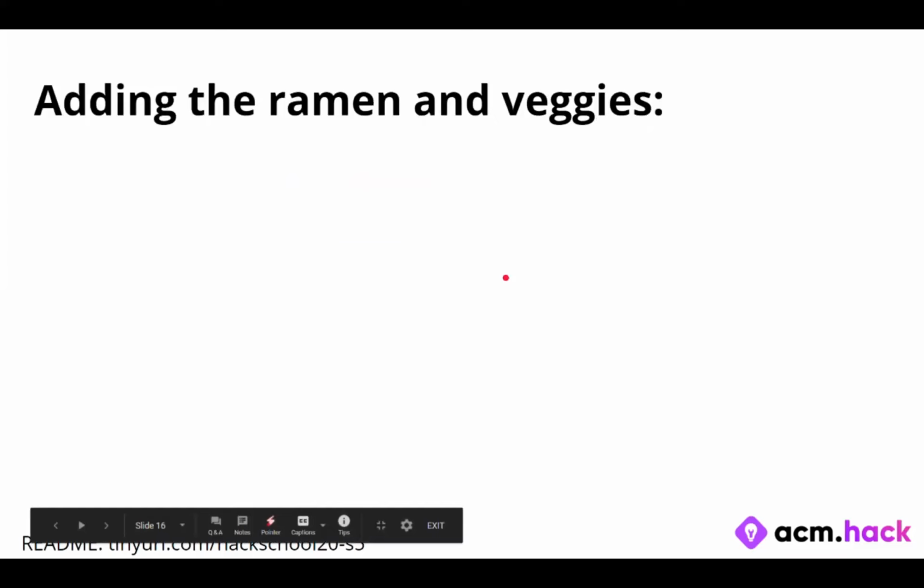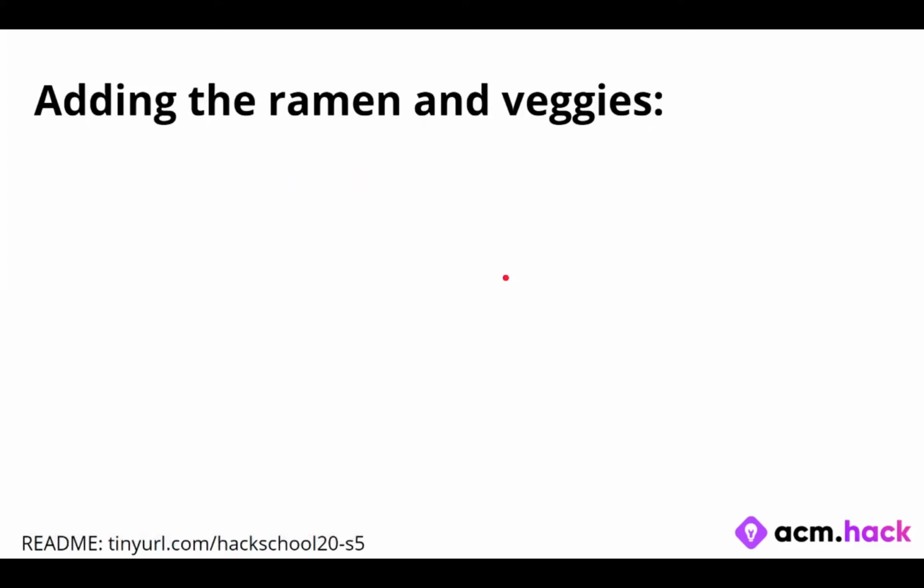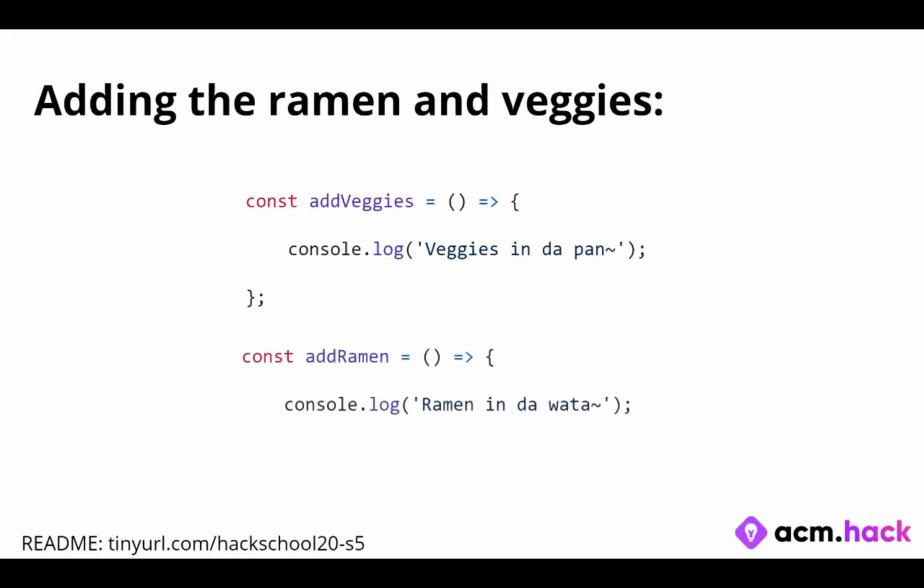Anyways, so we're adding ramen. So let's define our functions for adding the ramen and vegetables. This is very simple because they're instant. It doesn't actually take any time. We just need to tell ourselves, okay, we're putting our vegetables in a pan now, and okay, we're putting our ramen in the water. Okay, so let's try it out.